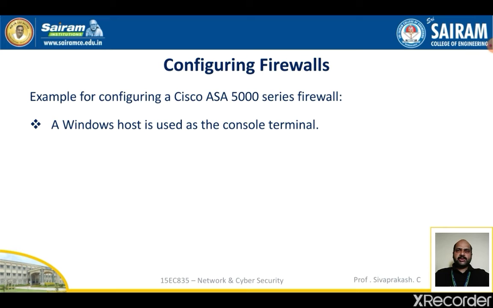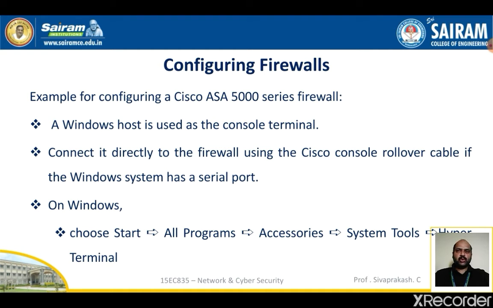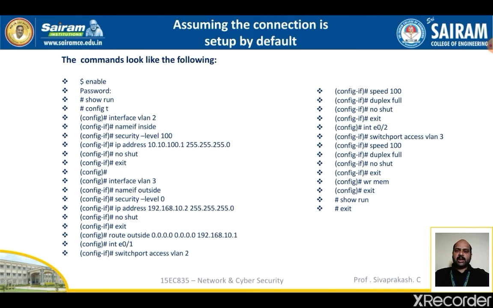A Windows host is used as a console terminal, which connects directly to the firewall using the Cisco console rollover cable if the system has a serial port. Otherwise, we can use a USB to serial patch cable attached to the console cable. On Windows, we choose Start, All Programs, Accessories, System Tools, and then HyperTerminal. Assuming the connection is set up by default, the commands look like the following.